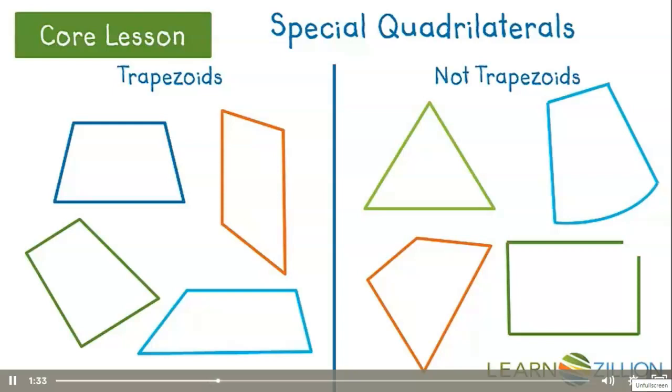First, I'm going to look at this shape with a curved bottom. None of the trapezoids have any curved sides, so a trapezoid must be a polygon, a shape with only straight sides. Now, I'm going to look at this shape with an open corner. None of the trapezoids have open corners, so a trapezoid must be a closed shape, which is another attribute or rule for a polygon.